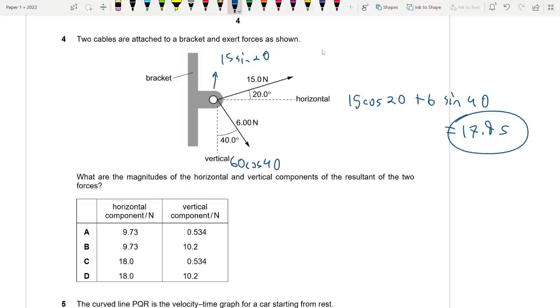So 15 sine 20 minus 6 cos 40 gives us a value of 0.534 newtons upwards. So 0.534 up, and 17.95 or 18 to the right. So 4 should be C.